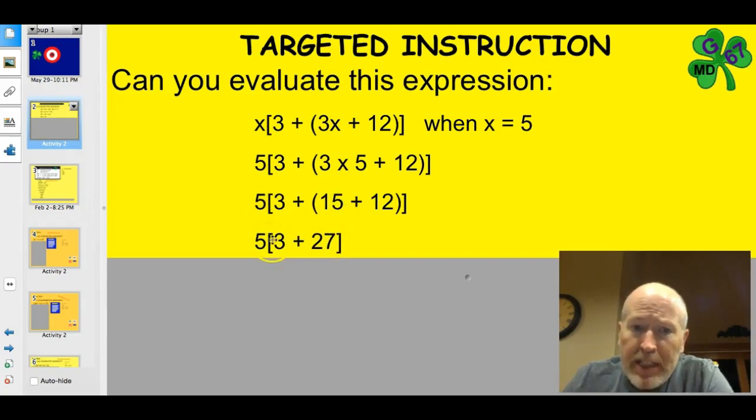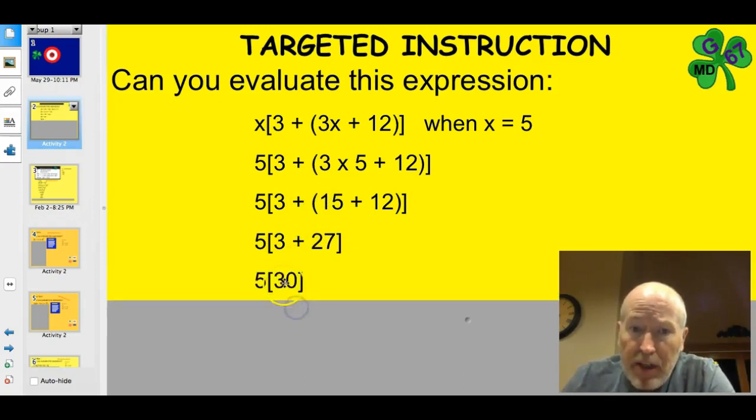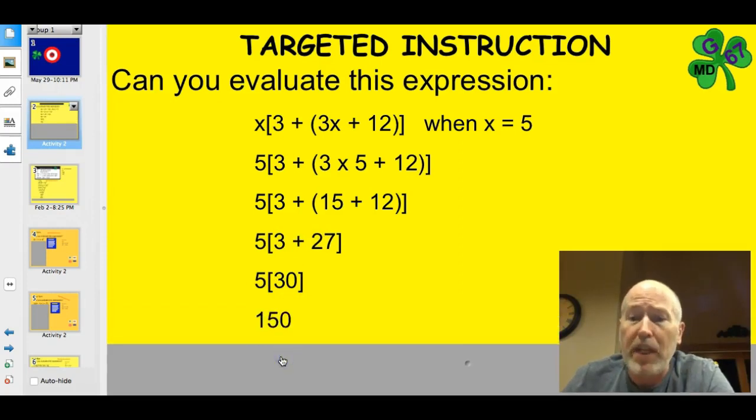Now we're into the next set of brackets where we have to add 3 plus 27. Notice this is not multiplication. There's an addition sign there. So we take care of that set of brackets, and we get 30, the sum of 3 and 27. Now we have to multiply 5 times that 30 to get 150. Step by step, work from the inside out.